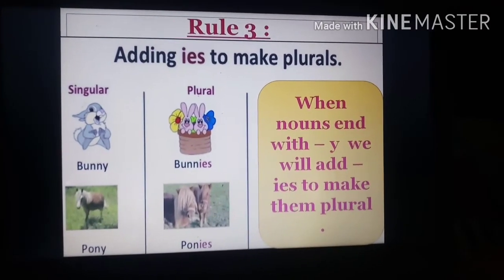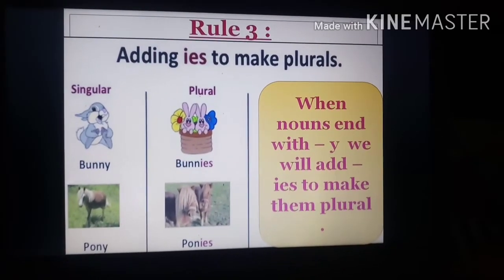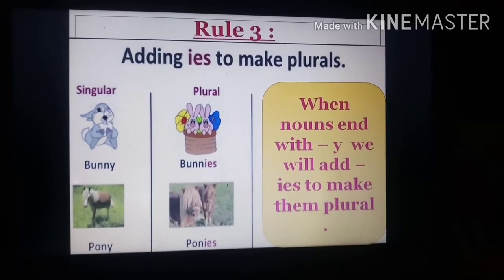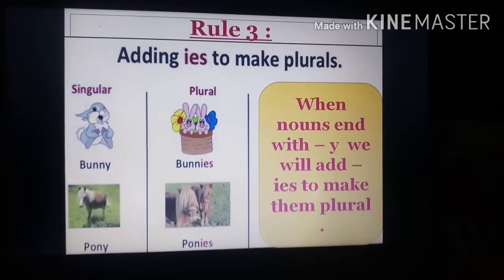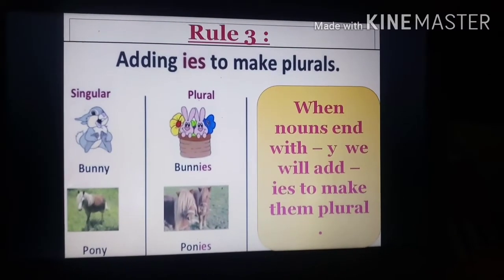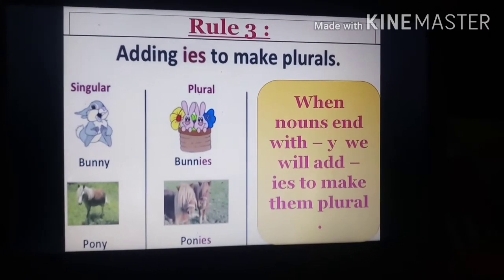Pony. Again, we will remove y and add ies. Then it becomes ponies. Some of the few words are butterfly, fly. So, dear students, for nouns ending with y, we will add ies to make them plural.